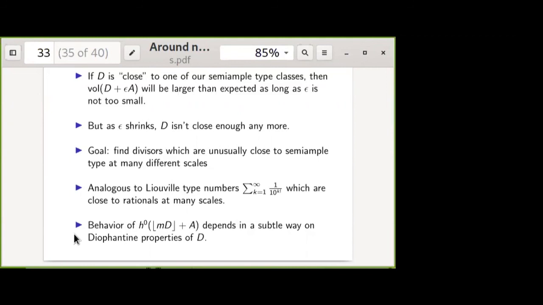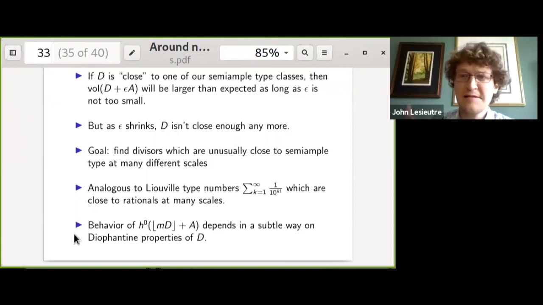And sorry, did I get it right that if you find such a miraculous divisor, then you hope that D plus epsilon times A, so to say, passes nearby several semi-amples? That's right. Many semi-amples, and in infinitely many epsilons, you have this boosting. Correct. Yeah, let me show you one more picture.